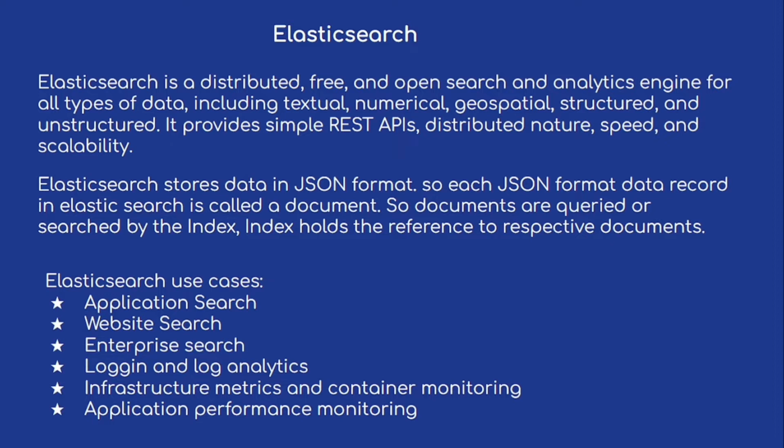Each JSON data record in Elasticsearch is called a document. In normal database terminology, items in the database are called records. In the same way, the items in Elasticsearch are called documents, and in that document we store the data in JSON format. Documents are queried or searched by the index. The index holds the reference to the respective document, so we can think of an index as equivalent to a table. Using the index, we can track the documents or query or search the documents.